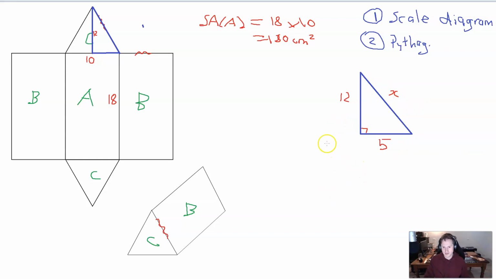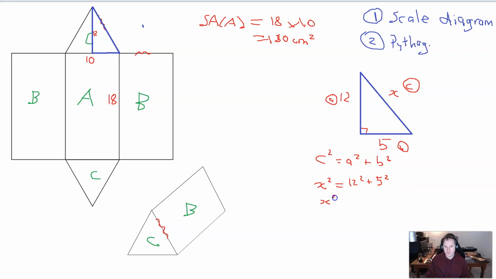So for Pythagoras, the formula is c squared equals a squared plus b squared, where c is the hypotenuse, which is the longest side of the triangle. So that's this one, because it's opposite the right angle. So that's going to be c. And a and b are the remaining two sides. It doesn't matter which one's which, okay? So I might say this one's a and this one's b. Okay. So we're going to substitute into the formula. So we're going to say the x squared is equal to 12 squared plus 5 squared.